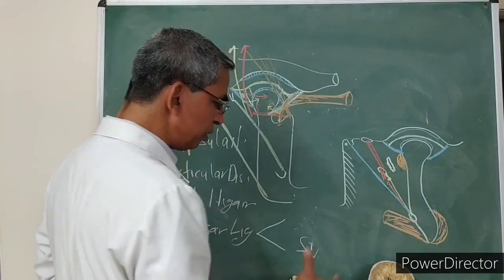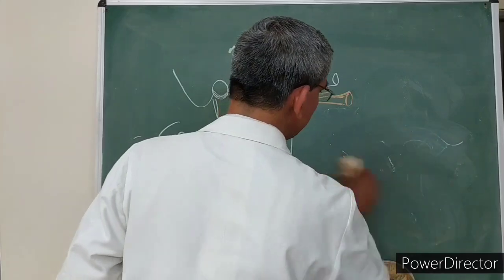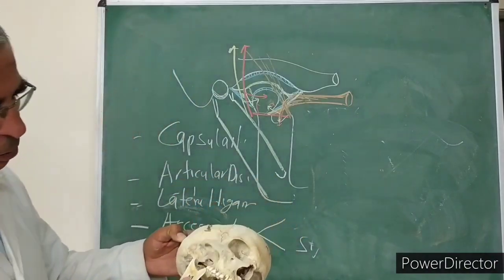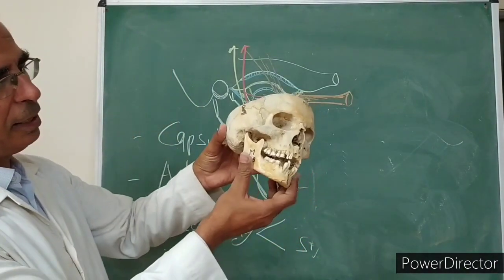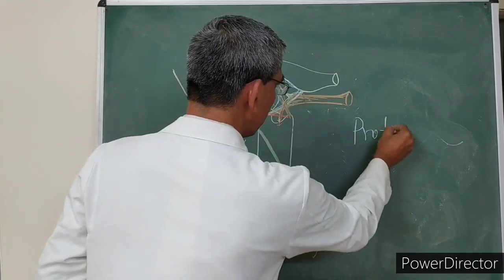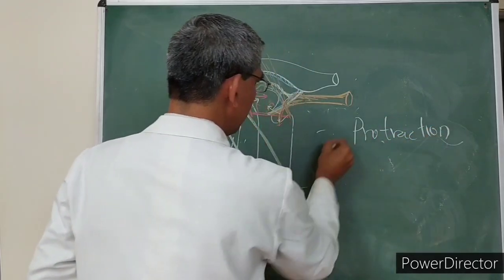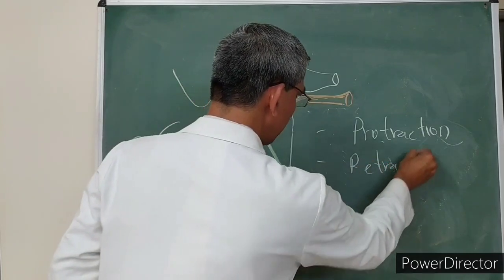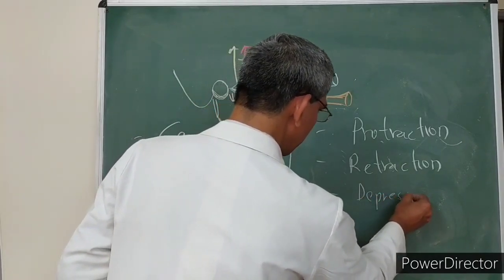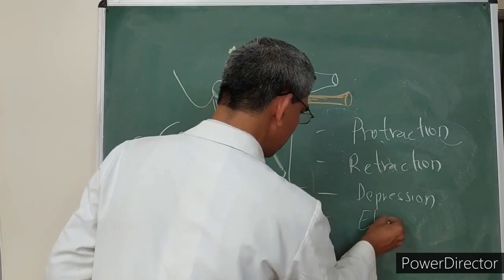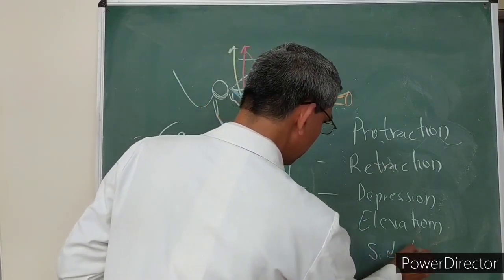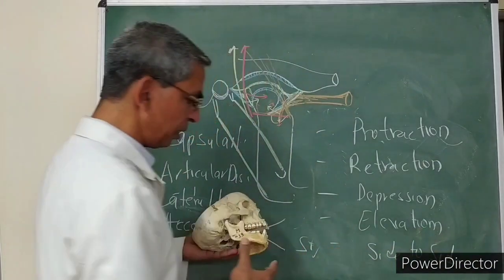Now, what are the movements of this joint? It's very important to understand the movements of this joint. We write the different movements here. The movements are protraction, then retraction, then depression, and elevation, and last, side-to-side chewing movement. What are the movements over here?